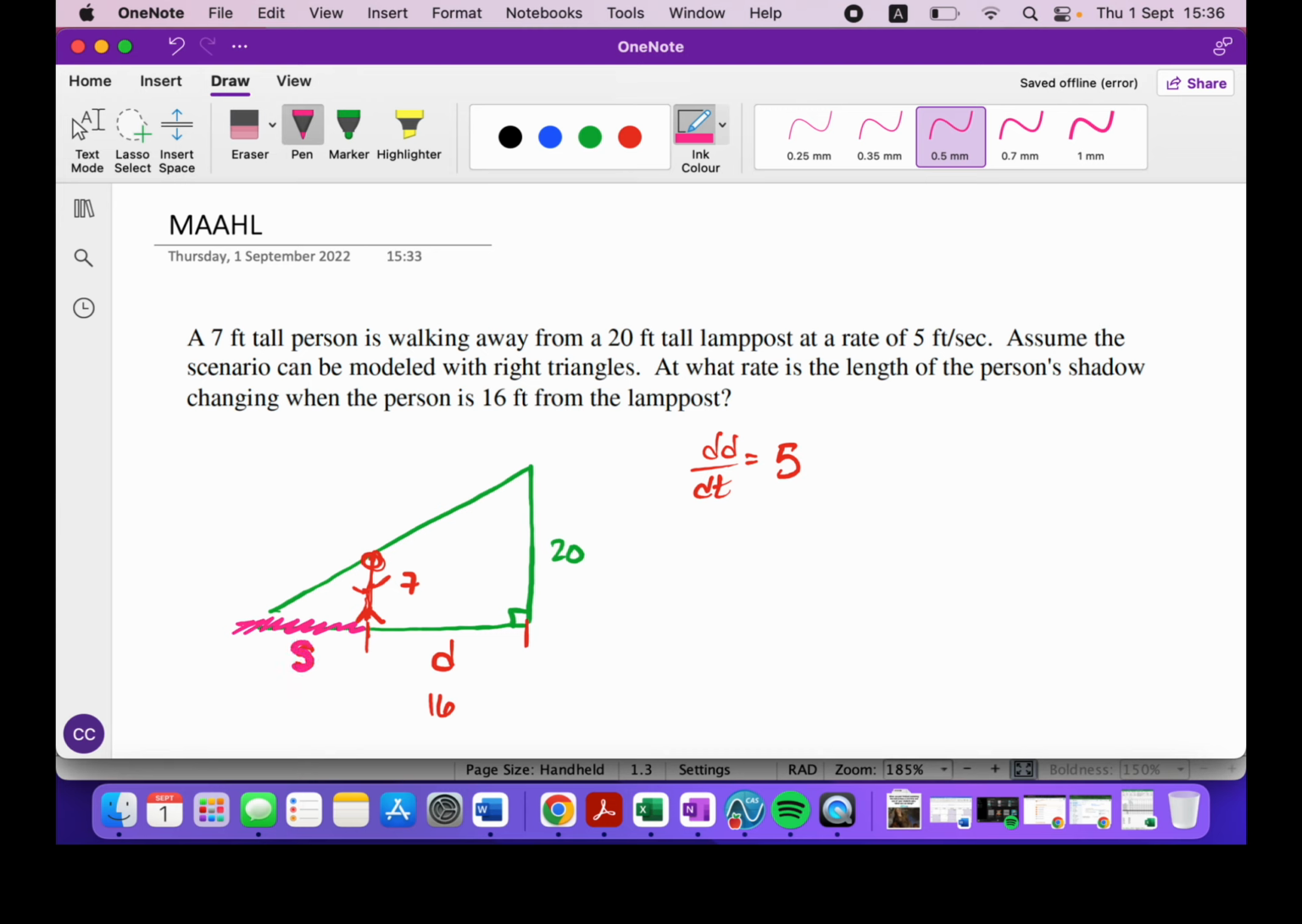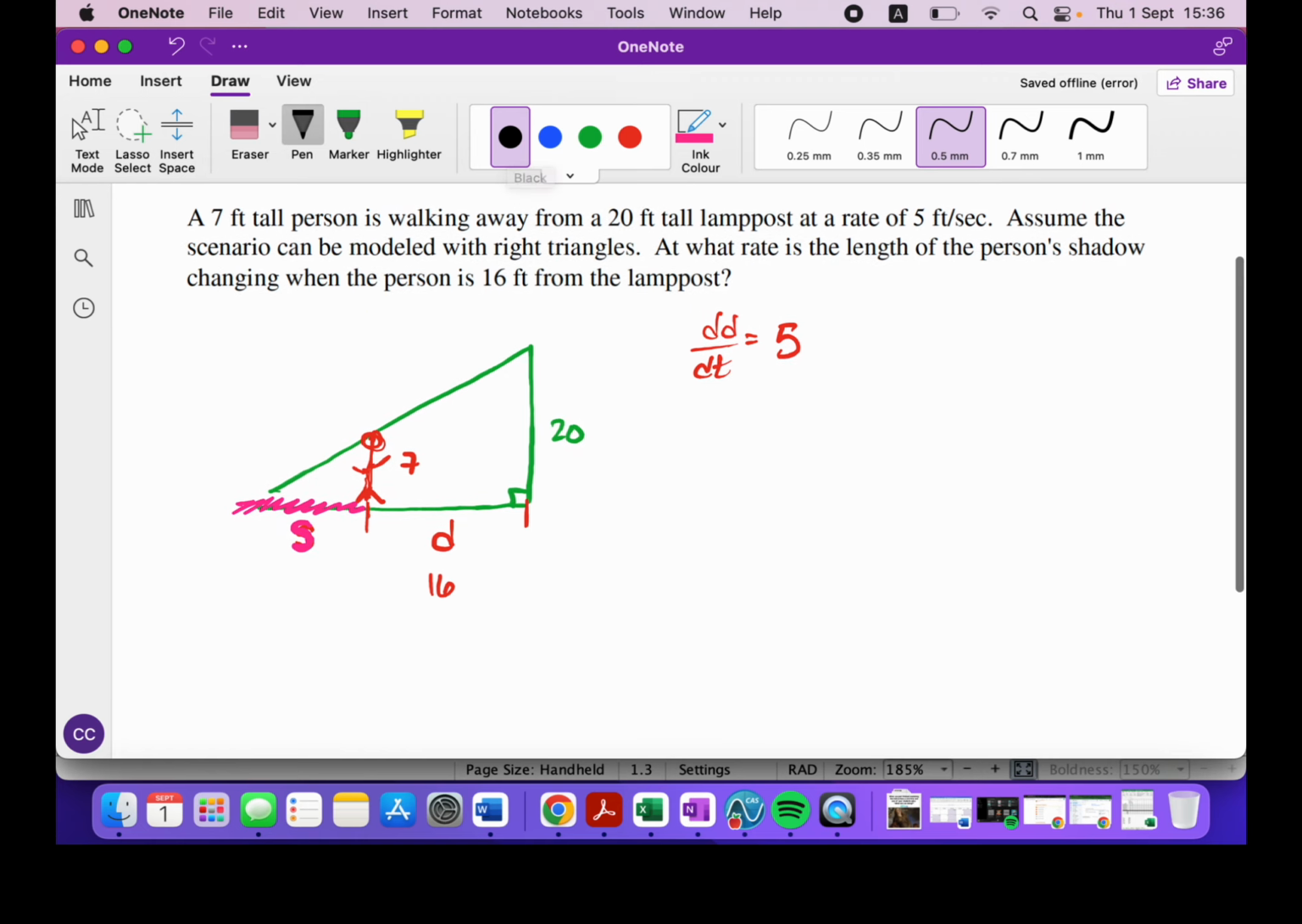So what I'm going to do is use similar triangles to set this up. So my similar triangles are that S over 7 is the exact same. Did that wrong already? No, I'm fine. S over 7 is the same thing as S plus D over 20. Okay?